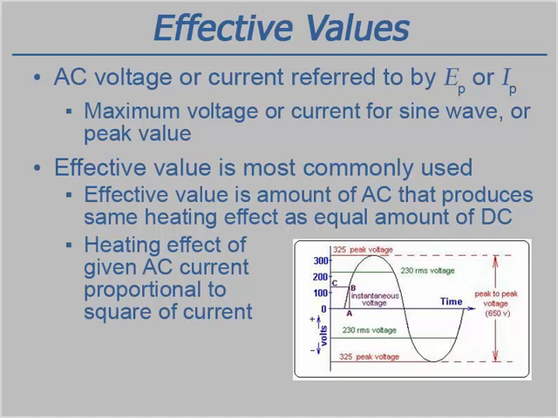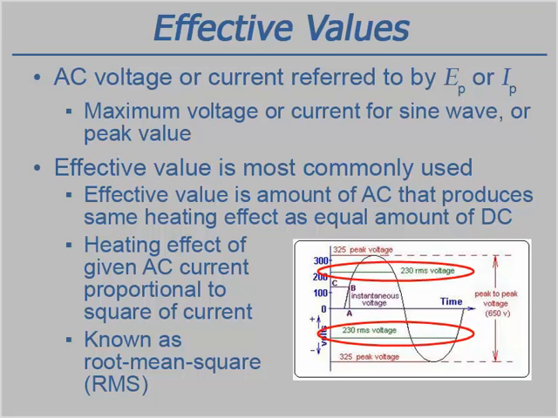The heating effect of a given AC current is proportional to the square of the current. The effective value, being the root of the mean or average square of the currents, is known as the root mean square or RMS value and can be calculated by squaring all of the amplitudes of the sine wave over one period, taking the average of these values, and then taking the square root. Remember, the effective value of AC voltage and current will always be less than the peak value.